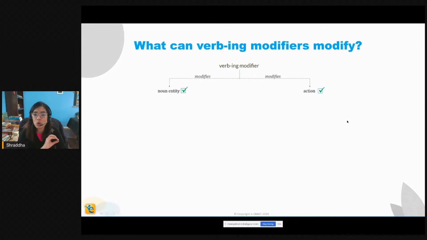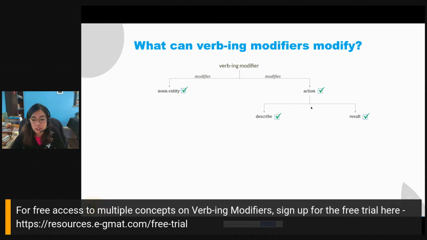But if there is no comma before the verb-ing modifier, or there is no clause before the verb-ing modifier, then we know that this modifier is acting as a noun modifier. And I have a lot of examples in the next slide. So let's just first understand the classification well.